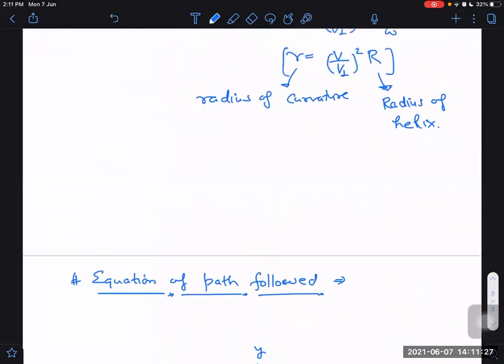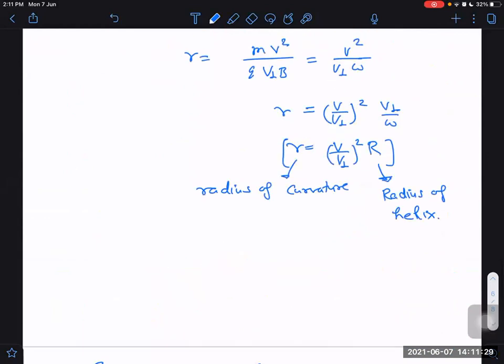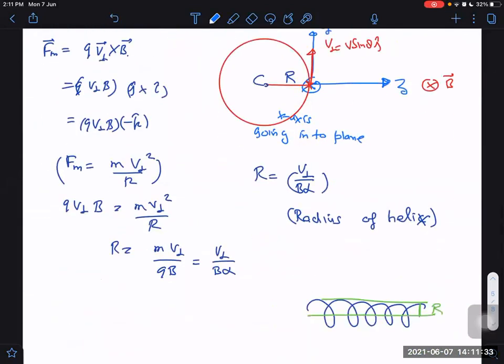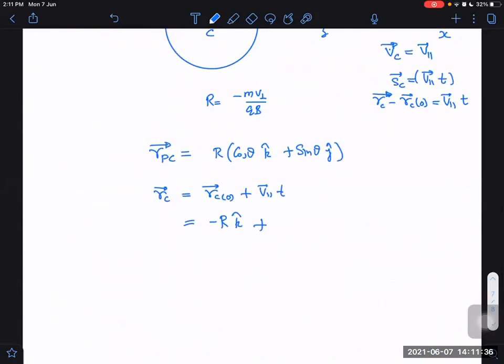What was V parallel in that? V parallel is along the x-axis only, sir. V parallel was along the x-axis only. So this into I cap into T, Vt I cap, I can write. That is RC. Then what will be the position vector of P as a function of time?